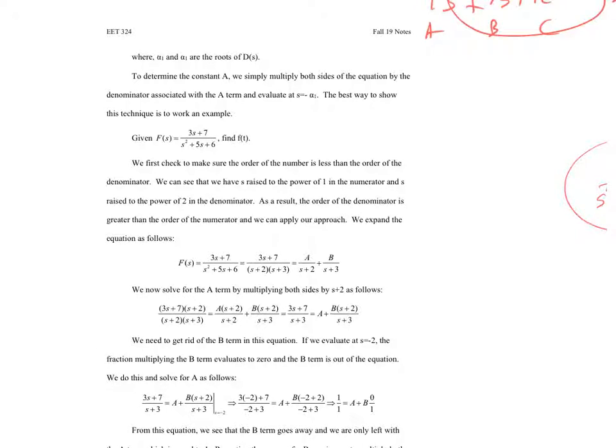Here's another one. 3s plus 7 over s squared plus 5s plus 6. I'm going to sit down because I can write a little neater. Do you want to write it out, or do you want to just use what's in the notes? Notes or write it out? Your choice.